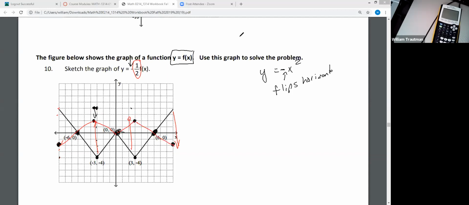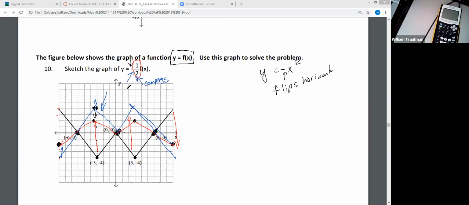Let me show you what it looked like before we compressed it. It was like this. Do you see? The blue was before we took the 1/2. The red is with the 1/2, and if you notice, we compressed it. With a fraction we compress it. We take this top and we push it down. We take this and we push it up. We're compressing it. So the 1/2 compresses it.